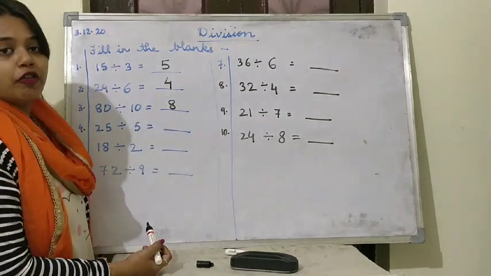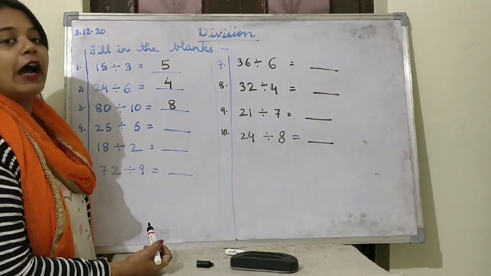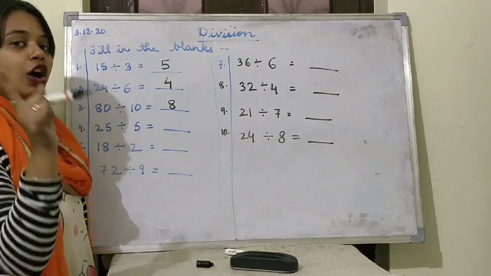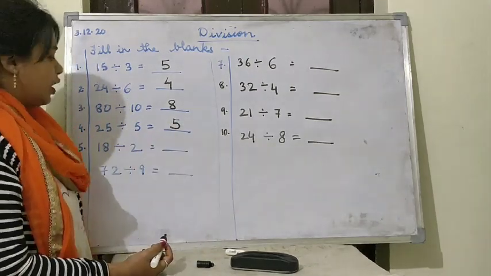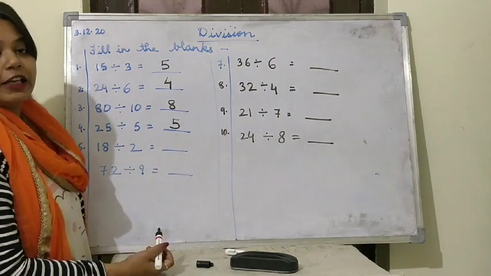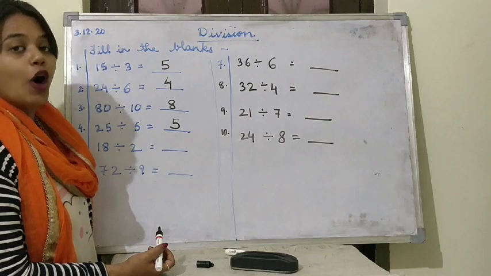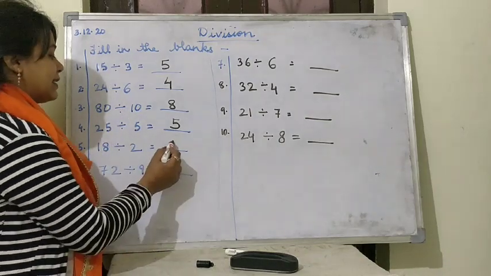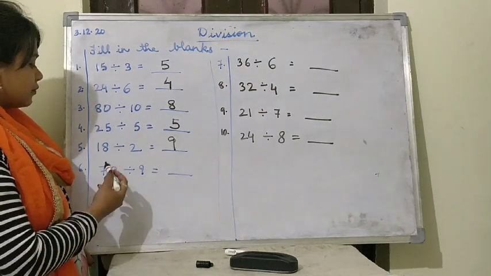25 divided by 5. Does 25 come in the table of 5? Yes. By how many times? 5 5s are 25. So the answer is 5 here. Right? Now 18 divided by 2. Does 18 come in the table of 2? Yes. How many times? By 9 times. So the answer or the quotient is 9 here.